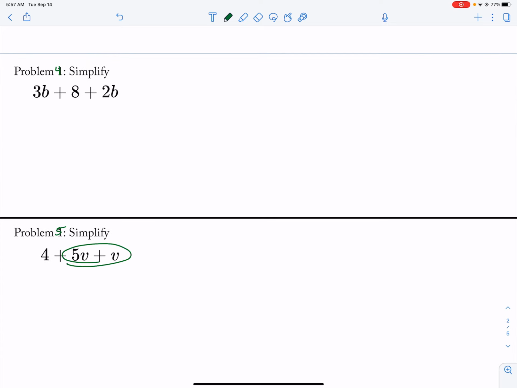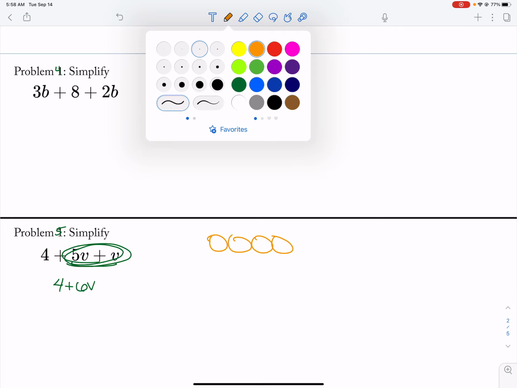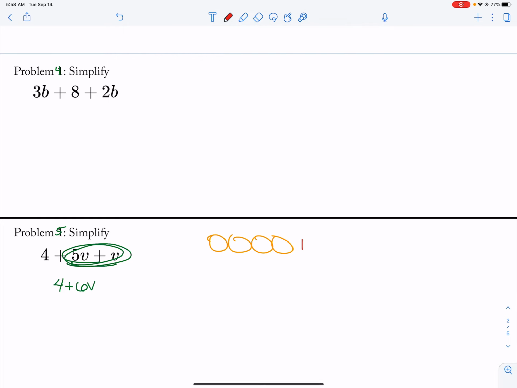Combine like terms. So I combine the terms that have v in it. It's like saying I had 5 apples and 4 oranges, and I add another apple. Well, I don't add the apples to oranges, I add the apples to apples. So I have 4 plus, I add my 2 terms that have v in it, so I get 6v. So it's like if I had 4 oranges, let's see. Right? And then I had 5 apples.